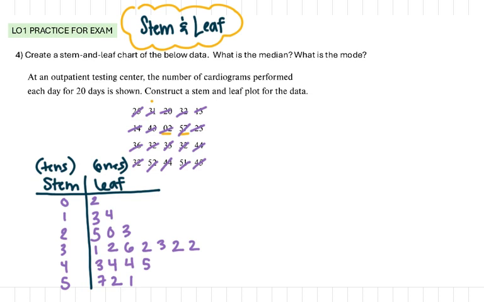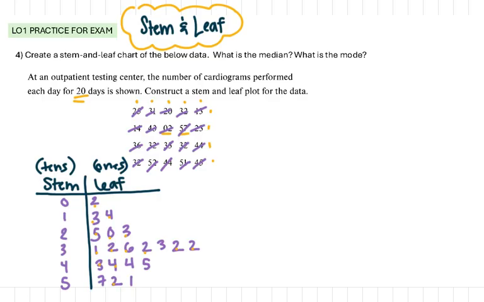Now, one thing I'll do just to make sure I have the correct number, I didn't miss anything. This is 1, 2, 3, 4, 5 by 1, 2, 3, 4. That's 20 total. 1, 2, 3, 4, 5, 6, 7, 8, 9, 10, 11, 12, 13, 14, 15, 16, 17, 18, 19, 20. Okay, great. So I have it there.